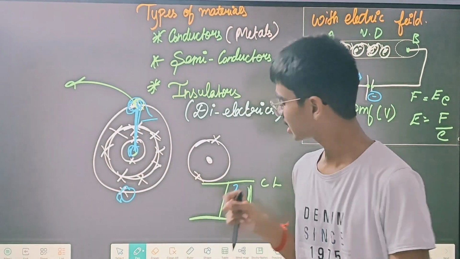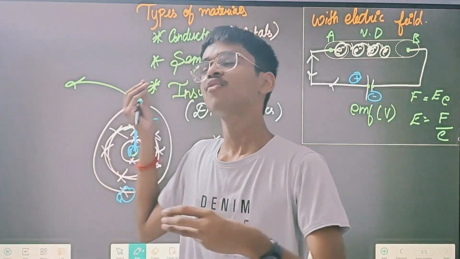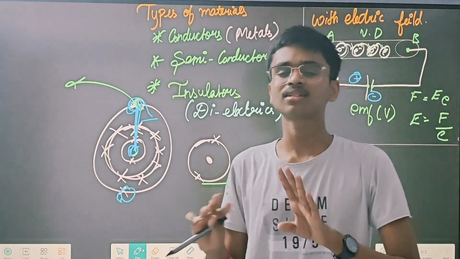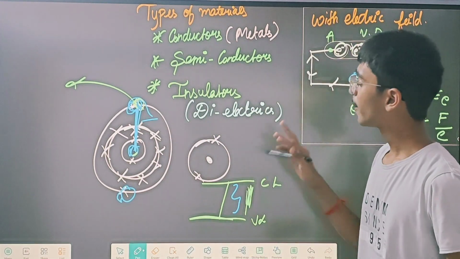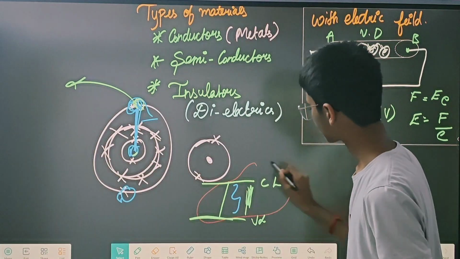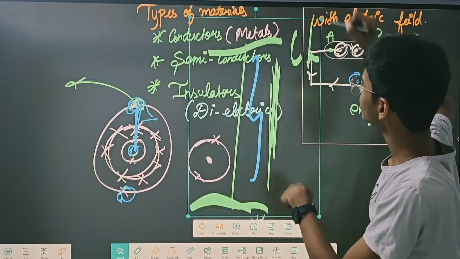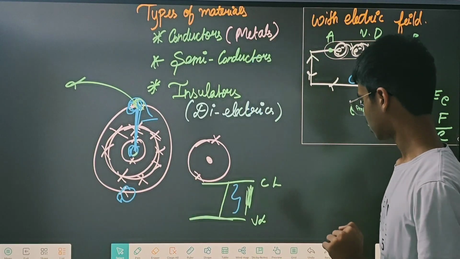For semi-metals, it won't be that less, but it will be less. For conductors, this distance will be kind of lesser. But for insulators, this distance will be extremely large.